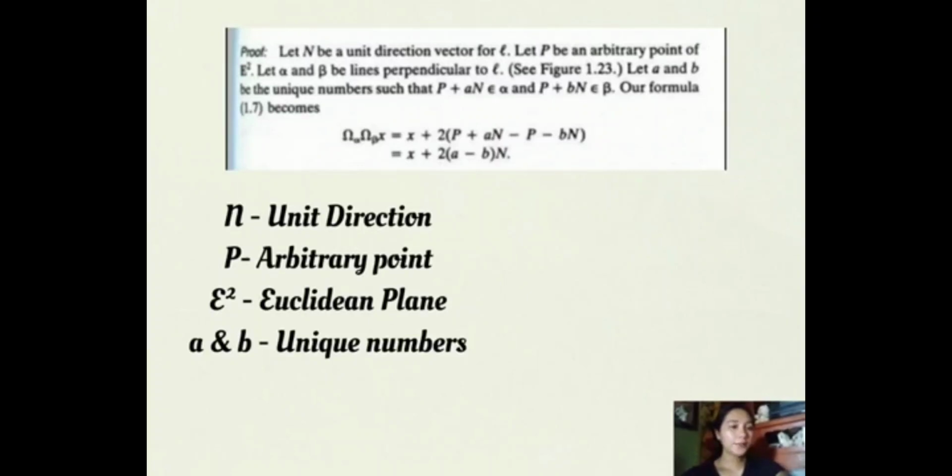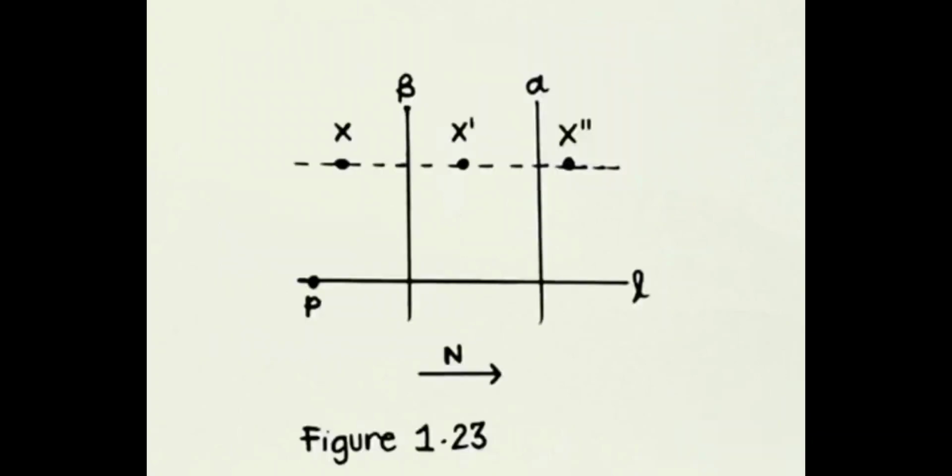And let A and B be the unique numbers such that the arbitrary point P plus the unit direction vector scaled by A is an element of alpha, and the arbitrary point P plus the unit direction vector scaled by B is an element of beta. Okay, in this figure, it is said that N is a unit direction vector for L.